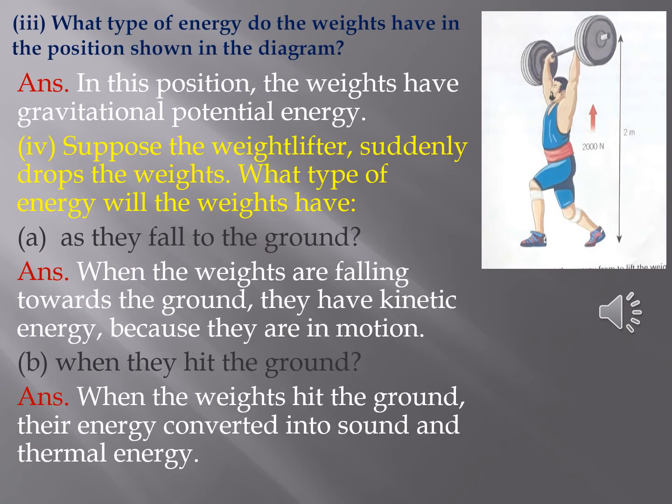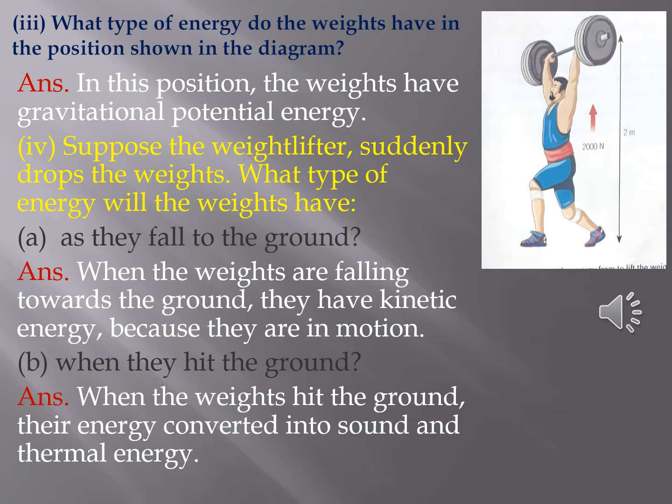Part 3. What type of energy do the weights have in the position shown in the diagram? Its answer is, in this position, the weights have gravitational potential energy. Part 4. Suppose the weightlifter suddenly drops the weights. What type of energy will the weights have?